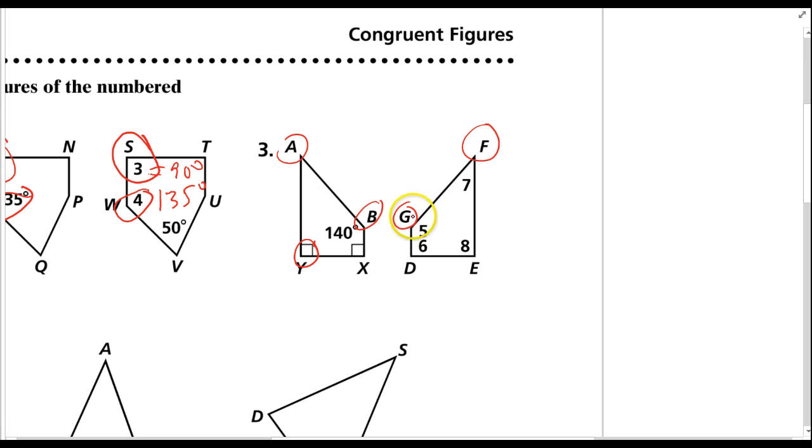So angle 5, which is this one right here, that goes with this, matches up with the 140 degrees, so 5 is 140. Angle 6 goes with this right angle, makes it 90, and then angle 8 goes with angle Y for another 90 degree angle.